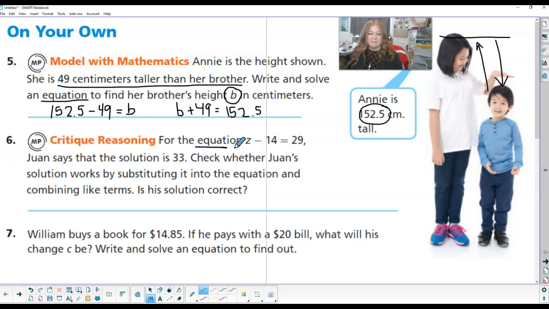Number 6, it says we have this equation here: Z minus 14 equals 29. Juan says that the solution is 33, that the answer to Z is 33. Check whether Juan's solution works by substituting it into the correct equation and combining like terms. Is his solution correct? So he's saying that if we take 33 and minus 14, it should equal 29. So we need to know, is he correct?